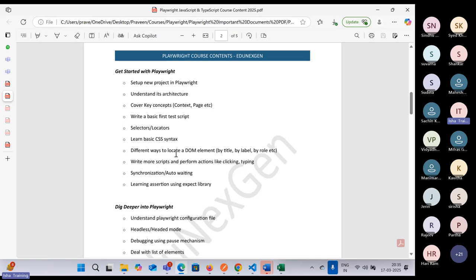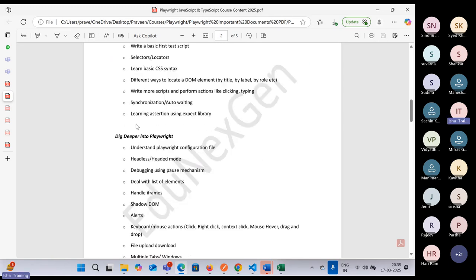If any one of you have worked on Cypress, so Cypress has a default timeout of 4 seconds only, whereas Playwright has given a 30 seconds default synchronization process. That means it will wait for 30 seconds to check if the element is appearing on the page or not by default. We do not even have to write a single line of code. Again, that we'll see as a part of our course. And then we'll go and understand the assertions.